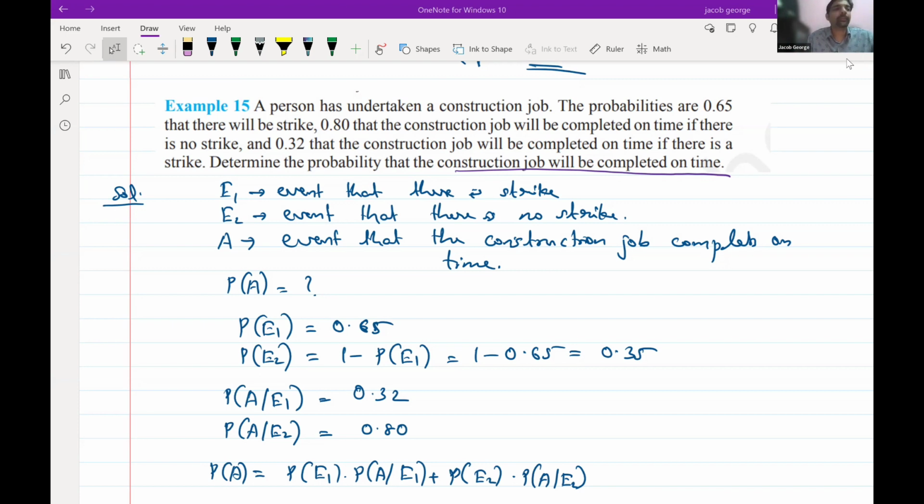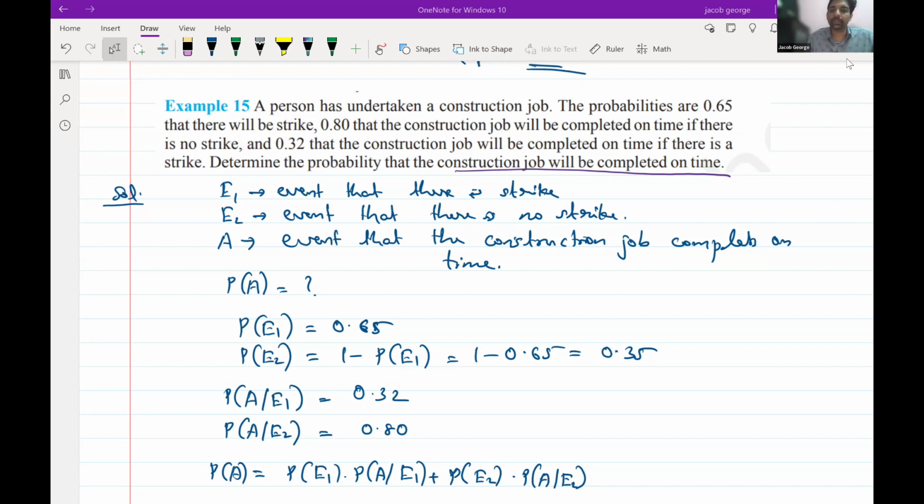So P of E1 is how much? P of E1 is 0.65. You have to respond, then only can I get the feedback that you are listening to the class. P of E1 is 0.65. Then 0.80 construction job will be completed on time if there is no strike. So that will be our E2. So we'll take E2 be the event that there is no strike.